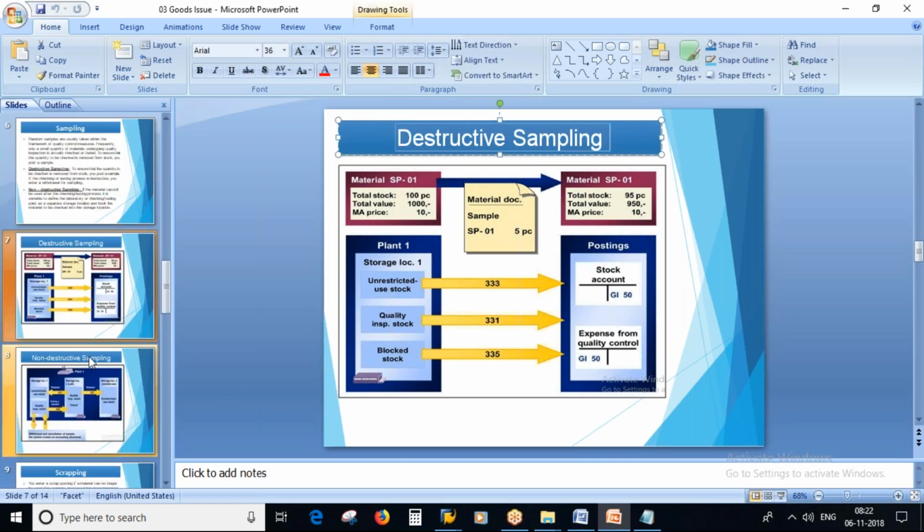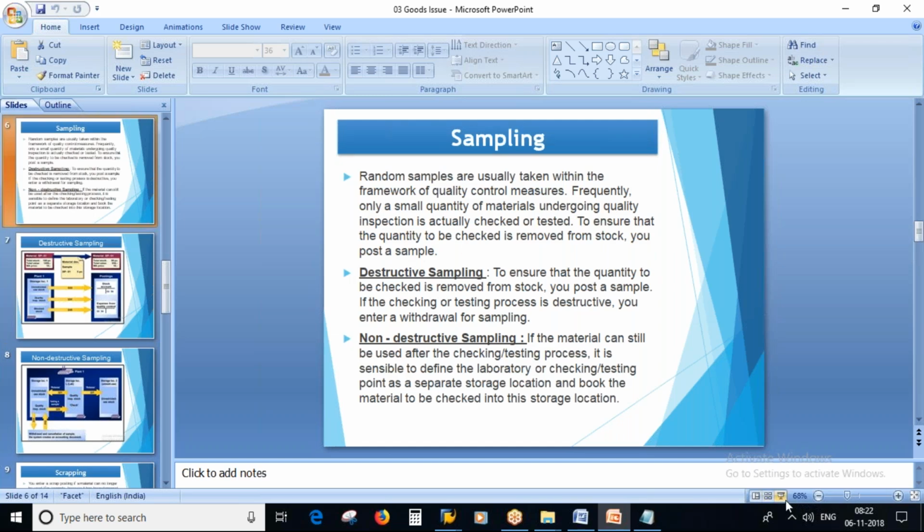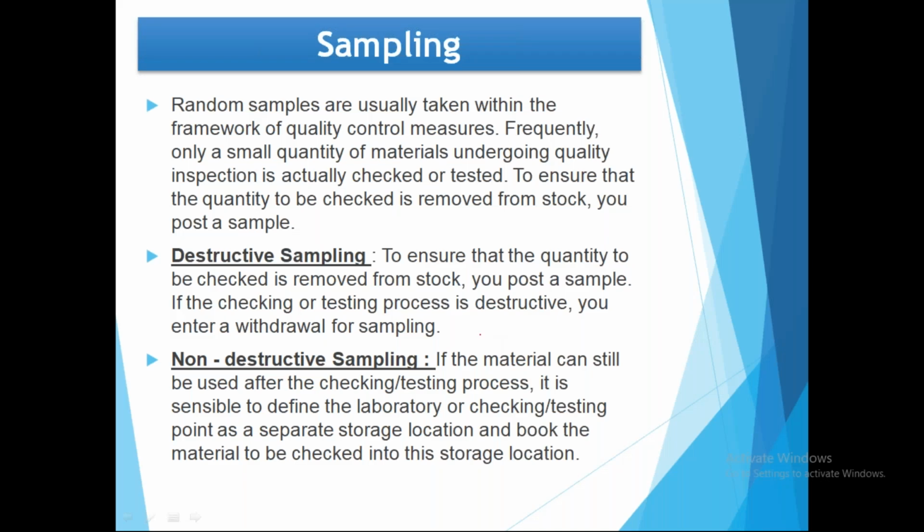Now the other one is non-destructive sampling. If the material can still be used after the checking or testing process, it is sensible to define the laboratory or checking testing point as a separate storage location and book the material to be checked into that storage location. That means during the inspection and testing process you use the stock, but that stock can be used even after the completion of testing. If that is the case, you go for non-destructive sampling. So that sample will not get destroyed.